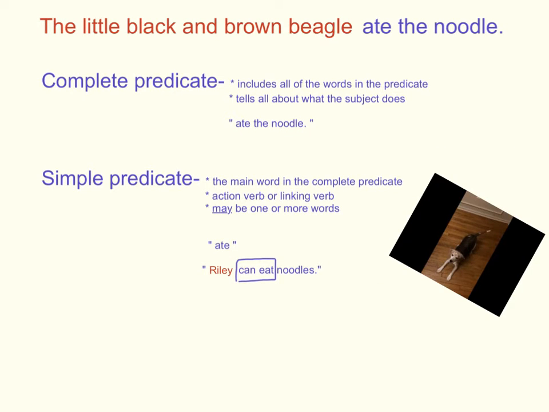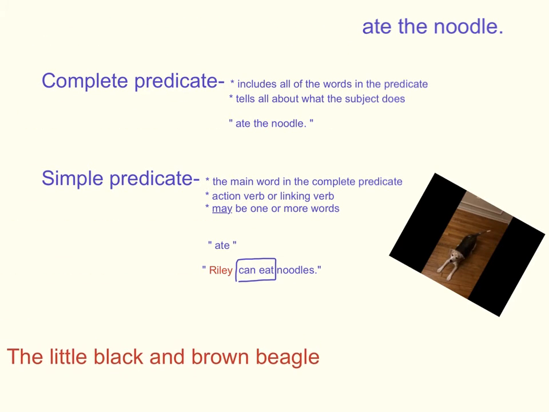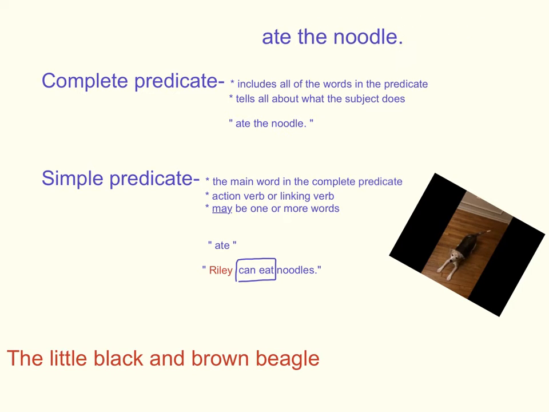The first thing we're going to do is exactly what Mr. Moyer did, and we're going to remove the part of the sentence that we will not be needing for this portion of the video, and that is the subject. So let's go ahead and focus on just the predicate at the top of the page here, which is ate the noodle. This is the complete predicate. If you look at our definition, the complete predicate includes all the words in the predicate, and it tells about what the subject does or is doing. So in this case, it's ate the noodle.